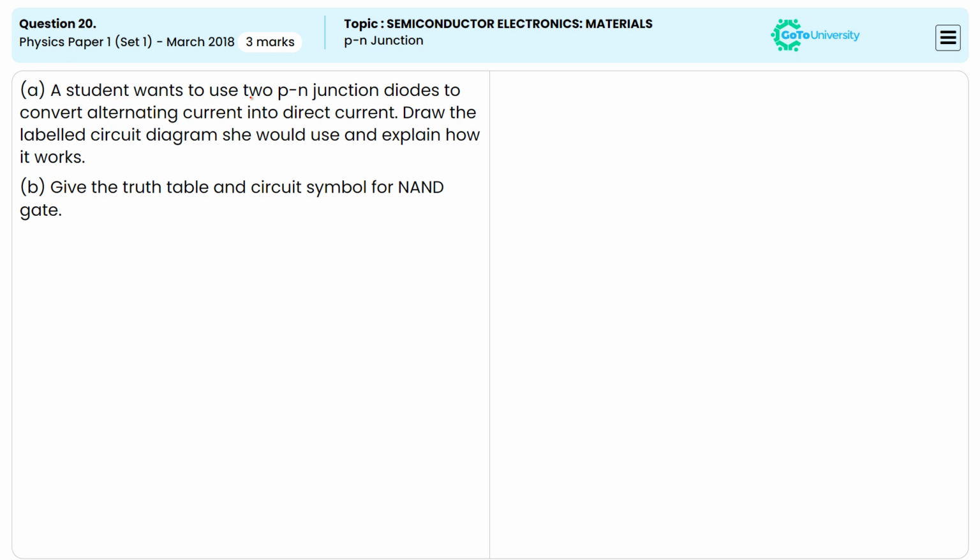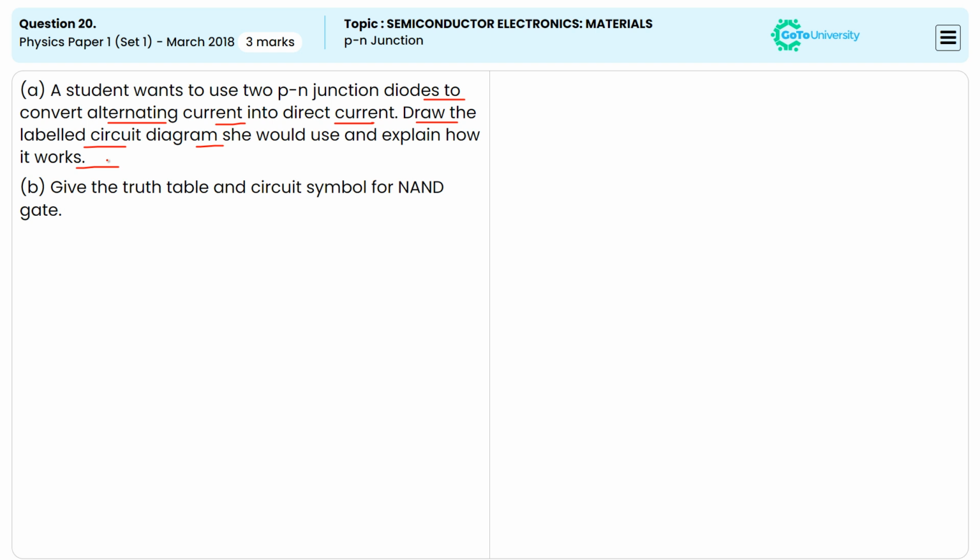A student wants to use two PN junction diodes to convert alternating current into direct current. Draw the labeled circuit diagram she would use to explain how it works.